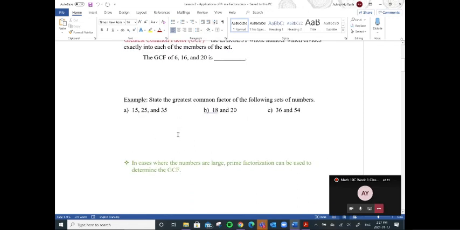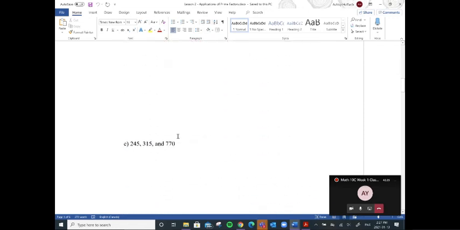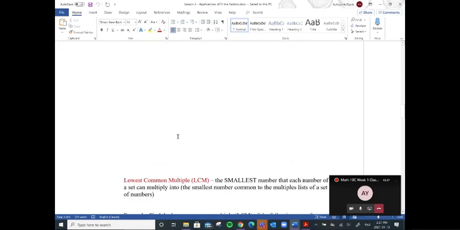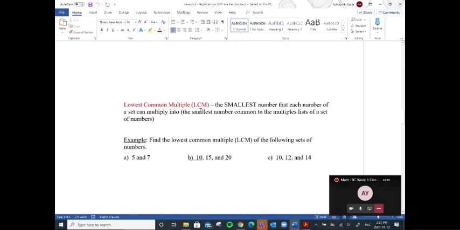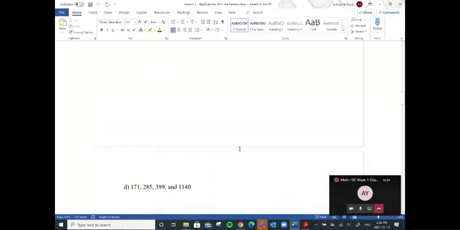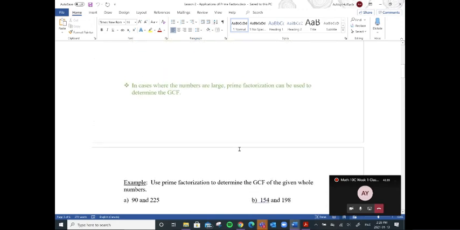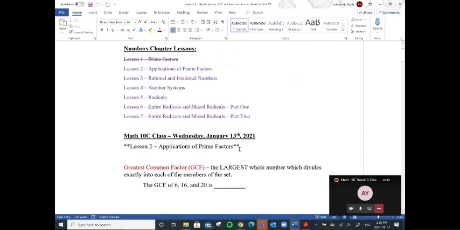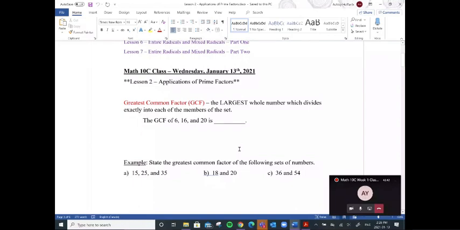Okay, and then also we're going to look at the lowest common multiple, the LCM. We're going to do this with big numbers today mostly, and we're going to use the concept of prime factorization that we learned yesterday. I'm going to show you how to use that process to find the greatest common factor and also to find the lowest common multiple of any set of numbers.